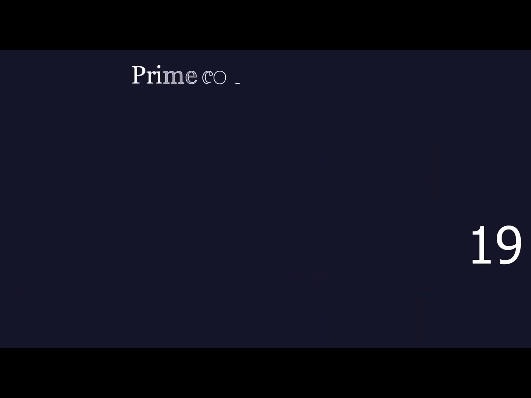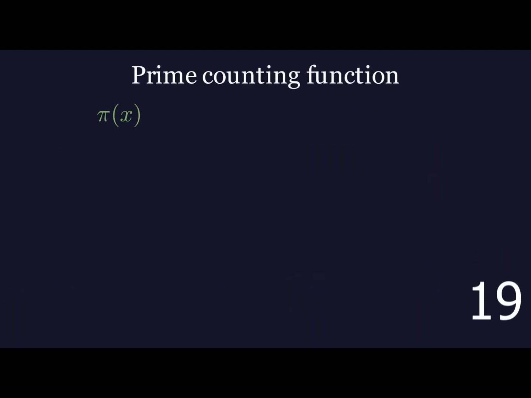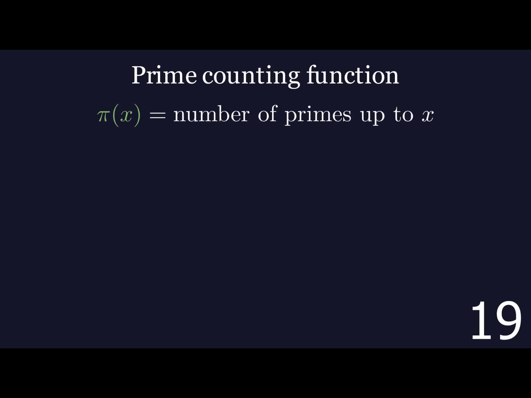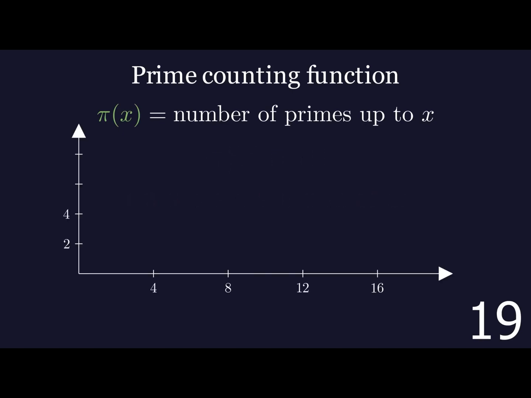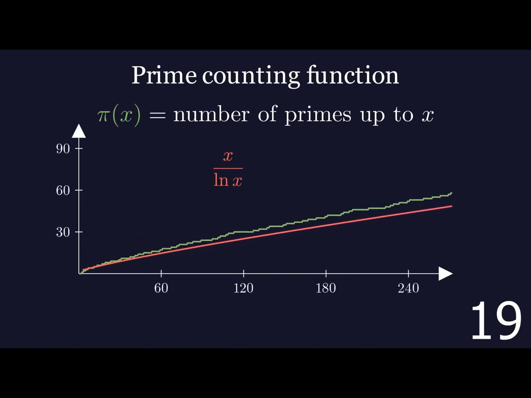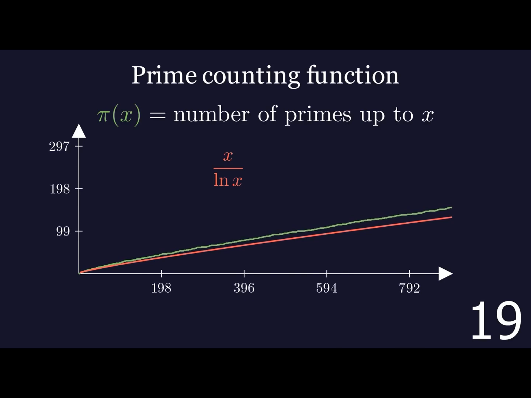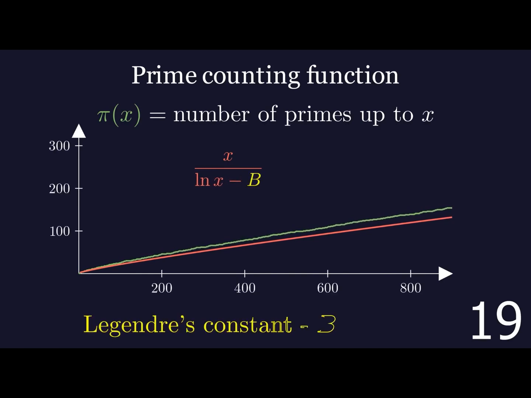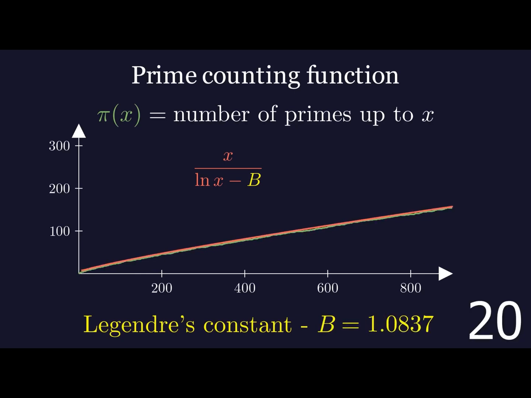Next, let's construct a prime counting function denoted as pi of x. This function returns the number of primes up to a given number. For example, pi of 12 equals 5, because there are 5 prime numbers up to 12. We can graph this function, and we can approximate it with the function x over ln of x. To improve this approximation, we subtract a constant b from the denominator. This constant is called Legendre's constant. In 1808, Adrien-Marie Legendre calculated it to be approximately 1.08. However, it is now known that this constant is exactly equal to 1.